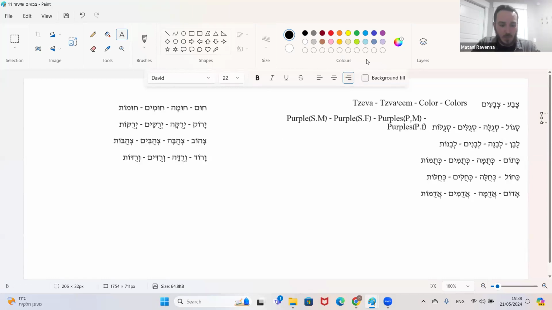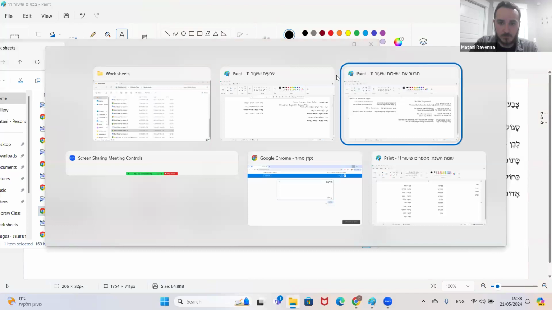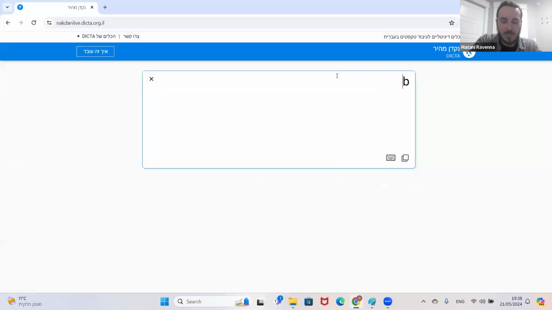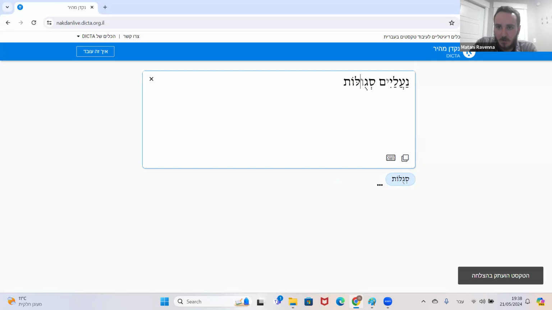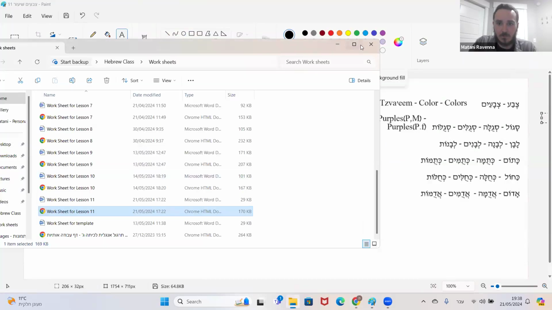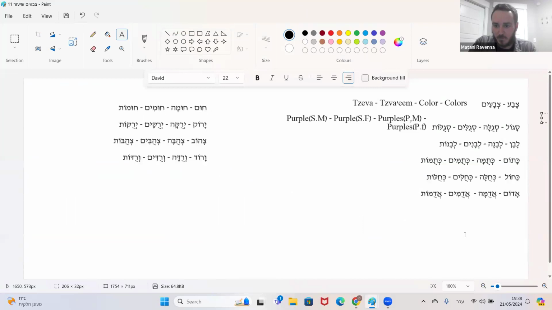Let's say, for example, purple shoes. Na'alaim sgulot. And as you can see, my vowler always tries to correct me to older Hebrew. I'll put it here at the bottom.